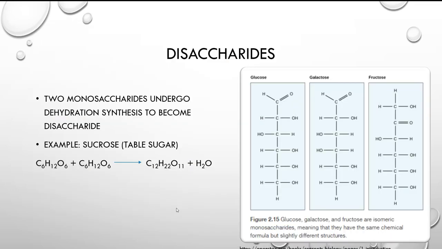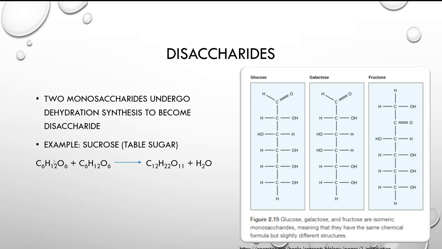So the next subunit or subtype of our carbohydrate is a disaccharide. Disaccharides are basically when we stick two monosaccharides together through a process known as dehydration synthesis. So let's look at that word, dehydration. What does it sound like? Well, what happens when you dehydrate? You lose water, right? That's exactly what happens during a dehydration synthesis reaction.